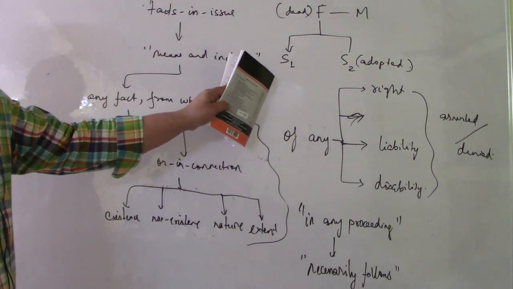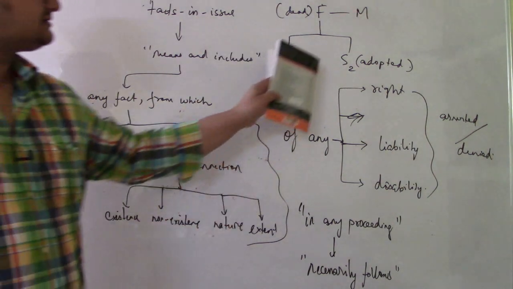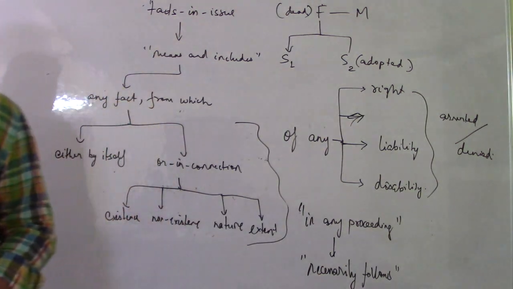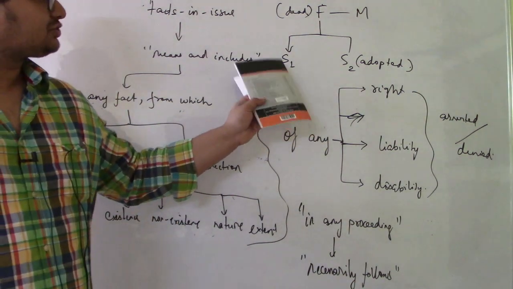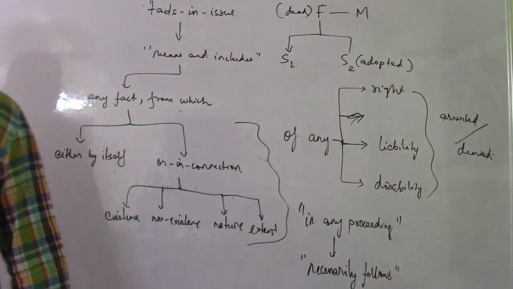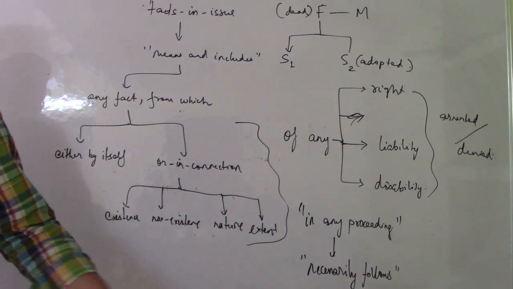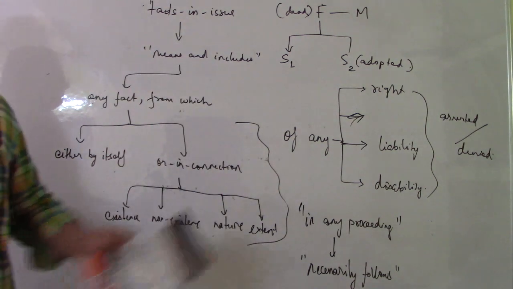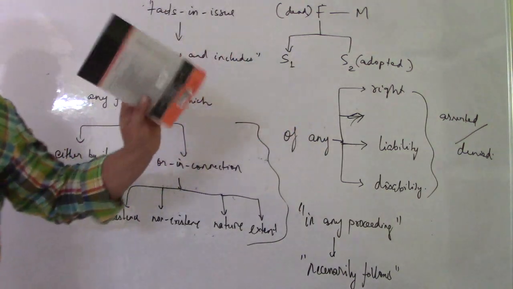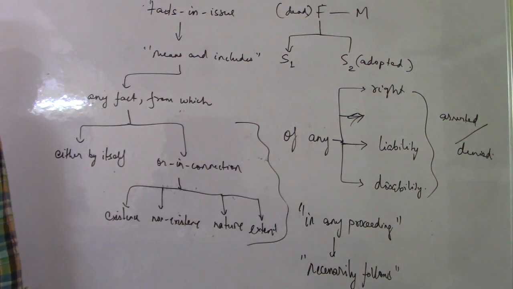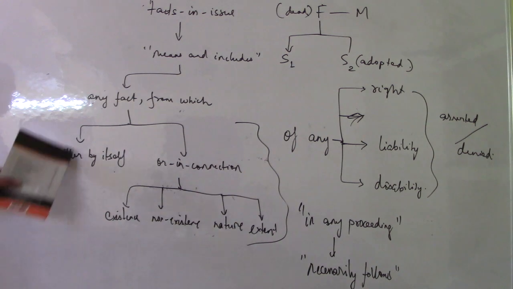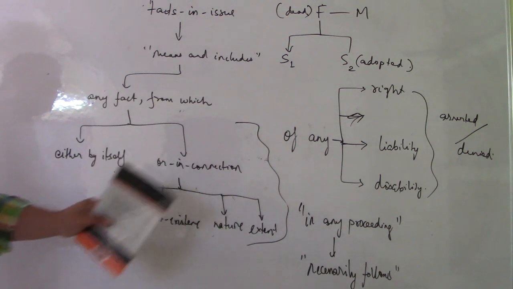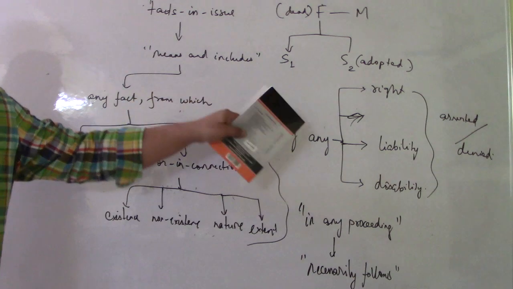But let us say that over here S1 says that S2 has not been validly adopted. Right? So let us say that over here S1 files a suit against S2, asking for a declaration that he is entitled to this share and this person is not. What is the fact in issue over here? Go back to the definition. Any fact from which, either by itself or in connection, the existence of any right, liability or disability.